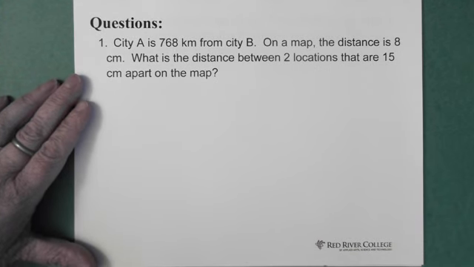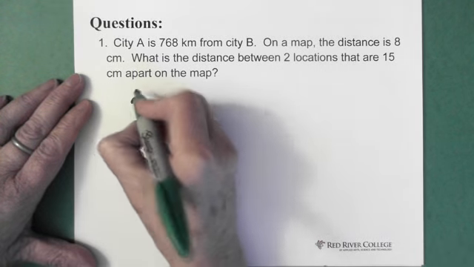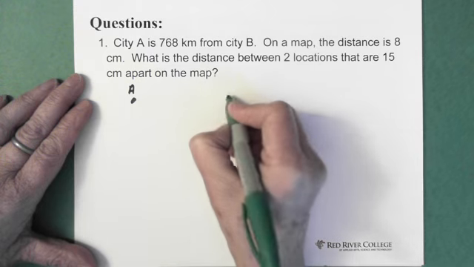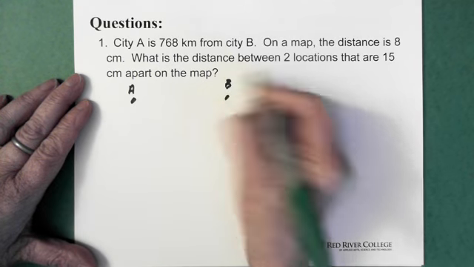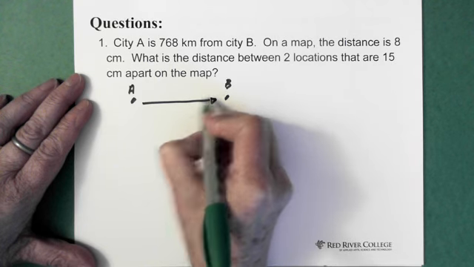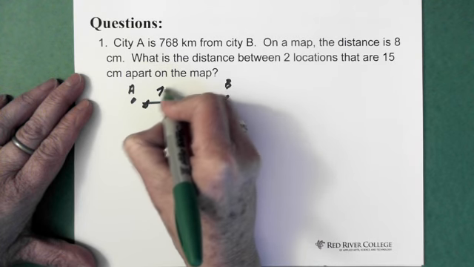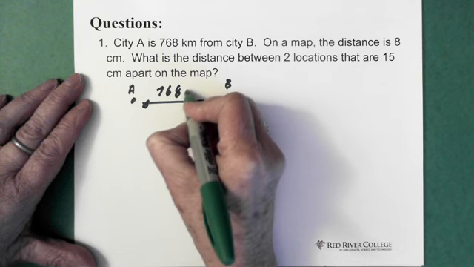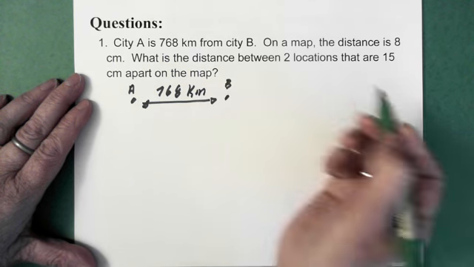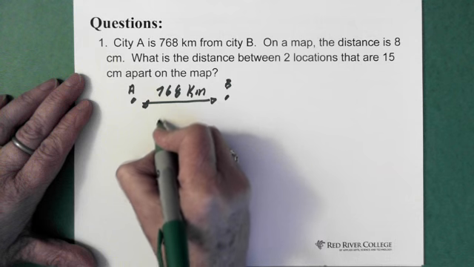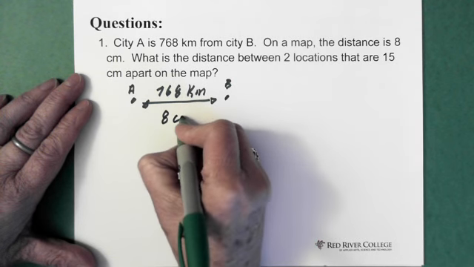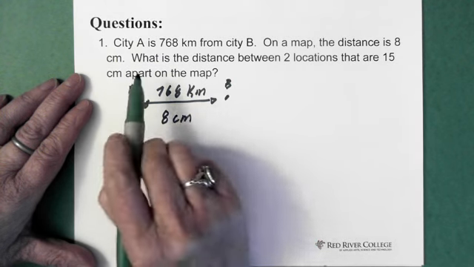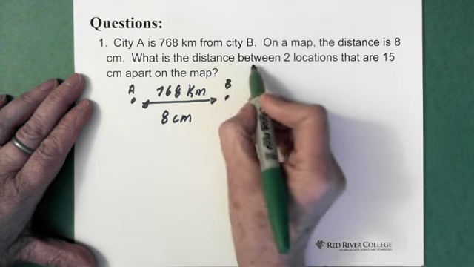City A is 768 kilometers from City B. And on a map, this distance is 8 centimeters. So here's City A. Here's City B. In reality, the distance is 768 kilometers. On a map, that looks like 8 centimeters. Now the question is, what is the distance?